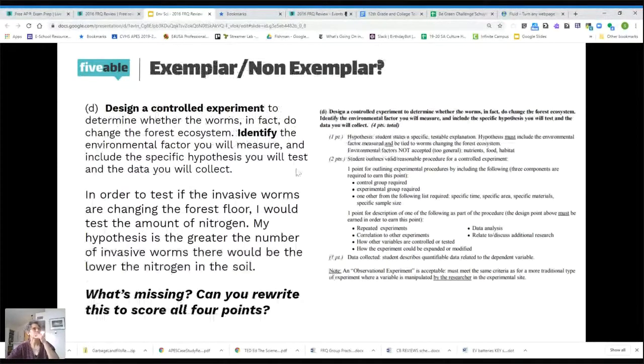All right. Design, can you figure out what's missing? Okay, I'm going to go on to the last.